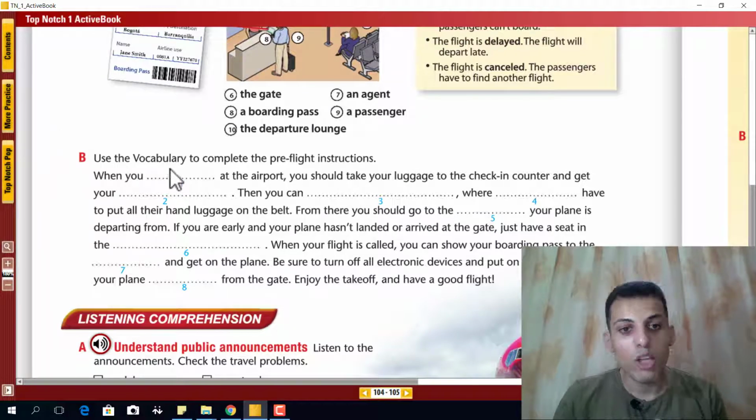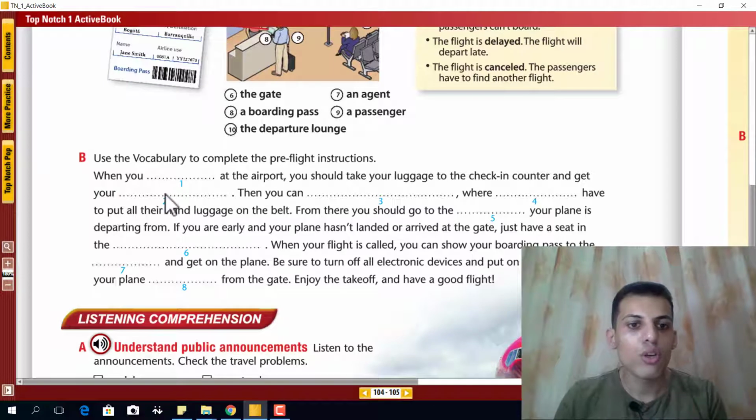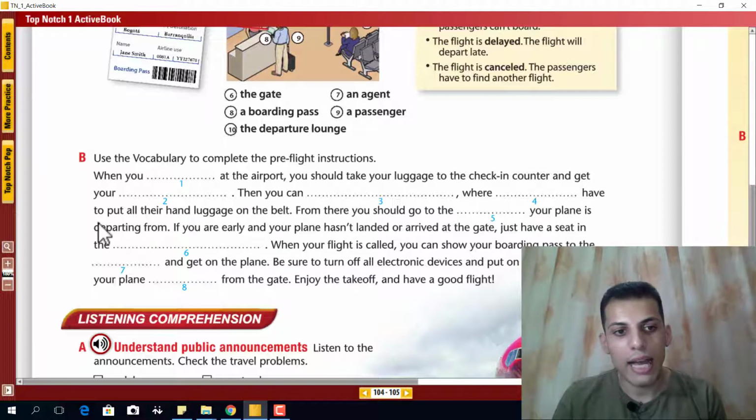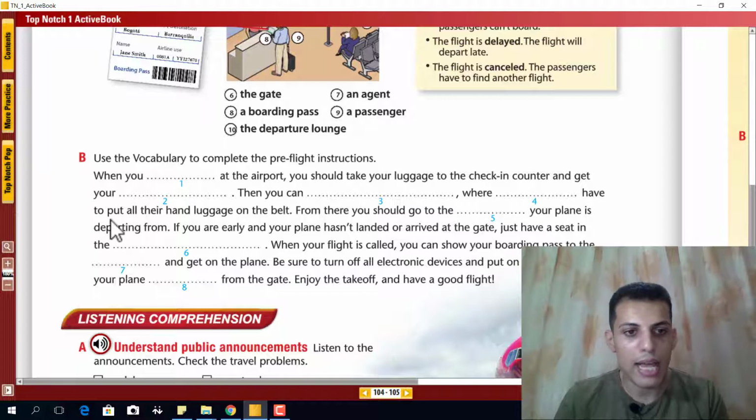Let's go. When you arrive at the airport, you should take your luggage to the check-in counter and get your boarding pass, right? Then you can go through security, where passengers have to put all their hand luggage on the belt. From there you should go to the gate your plane is departing from.